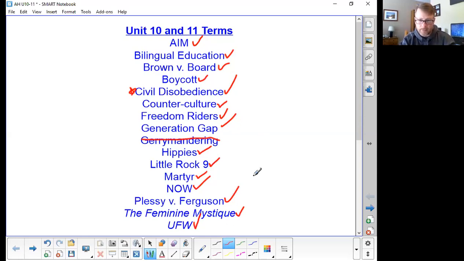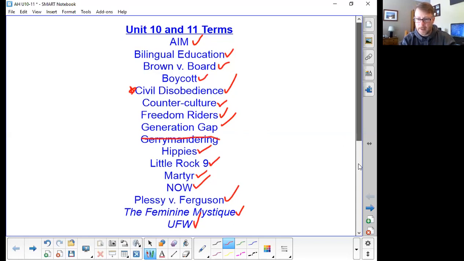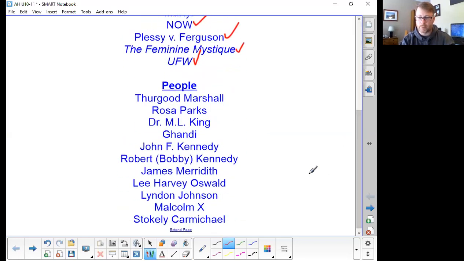Did I get all the terms? I don't want to forget any. Okay, lots of people. So Thurgood Marshall, the primary lawyer for Brown versus Board of Education, went on to become the first African-American Supreme Court justice.